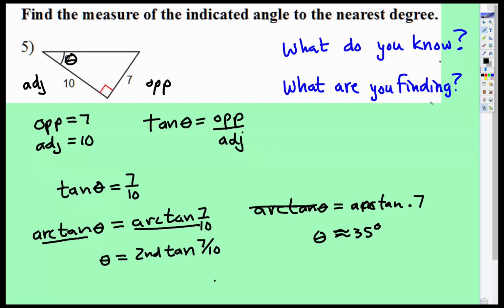That's it. What do you know? What are you finding? We knew the opposite, we knew the adjacent, and we were trying to find that angle right there. Well, opposite over adjacent, we can use tangent to find that. That's it.